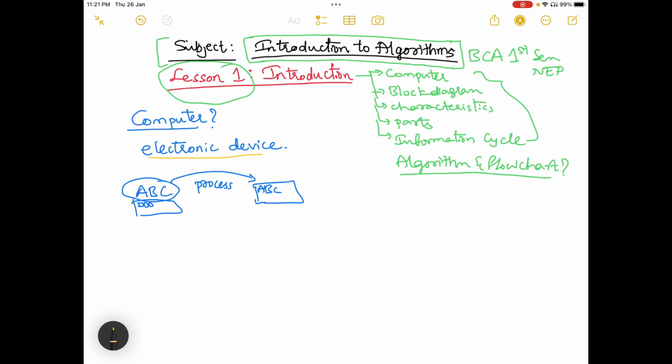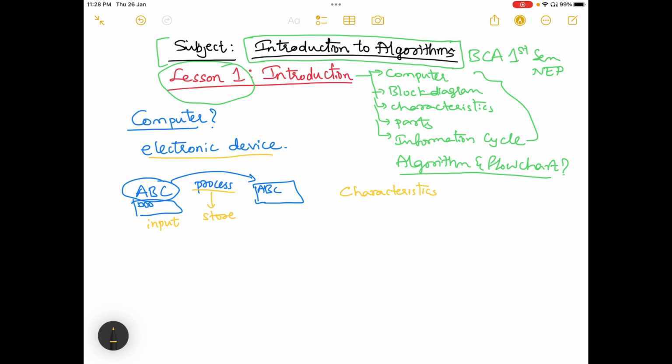Computer is an electronic device which accepts the data as input, processes it, and it can also store it in the memory and then give the results. Yes, so computer is an electronic device which accepts data, processes it, stores and gives the output. Hope the definition of computer is clear. So now let us try to understand the characteristics of the computer.